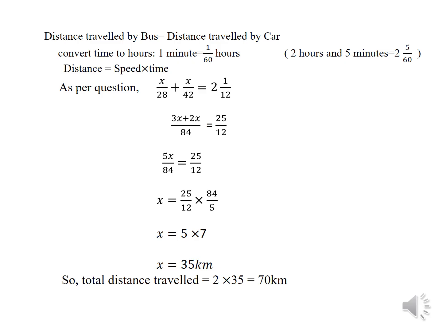So we finally got x is equal to 5 into 7, 7 fives, 35. So finally the total distance travelled is 2 into 35, because 2x is the total distance. So 2 into, substituting the x value 35, which is equal to 70 kilometers. So finally the total distance she travelled is 70 kilometers.